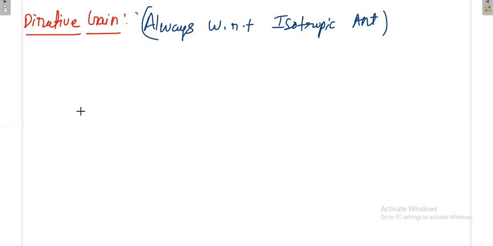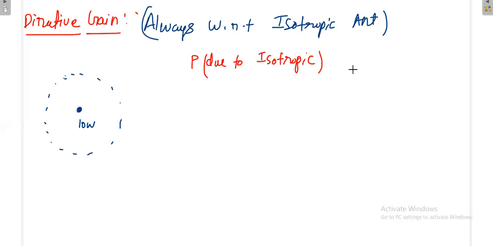Now I have 10 watt power. I'll take the same example. I stand somewhere here. I can go anywhere on the imaginary circle. I observe my field. So this is the power due to the isotropic antenna. I will get some power or some electric field, and I'll call it P isotropic.